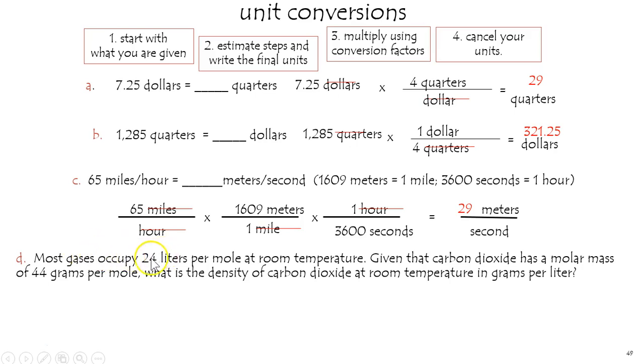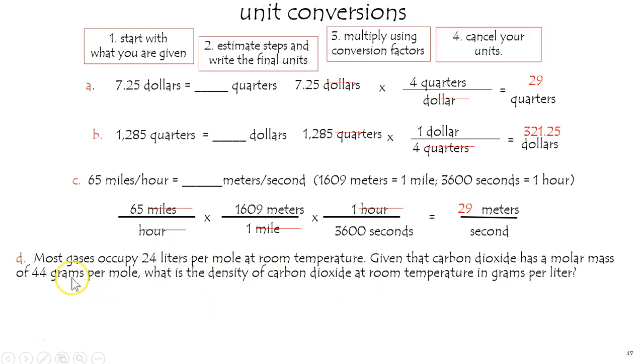Most gases occupy 24 liters per mole. That's 24 liters over moles. At room temperature, given that carbon dioxide has a molar mass of 44 grams per mole, that's 44 grams over moles. What's the density of carbon dioxide at room temperature in grams per liter? That's what they're going to. We start with, that's right, what we're given, which is the 44 grams per mole. After all, it does say "given that." You could, of course, start with 24 liters per mole and run it through that way.